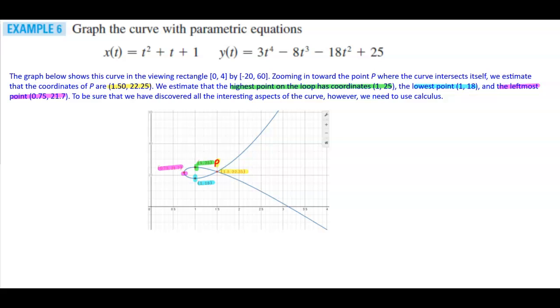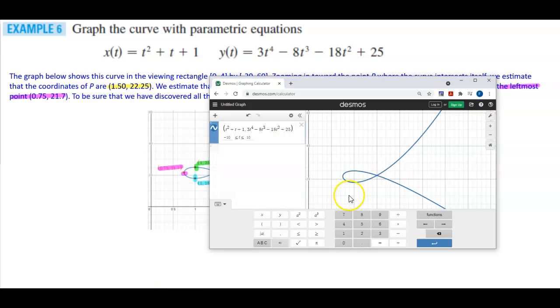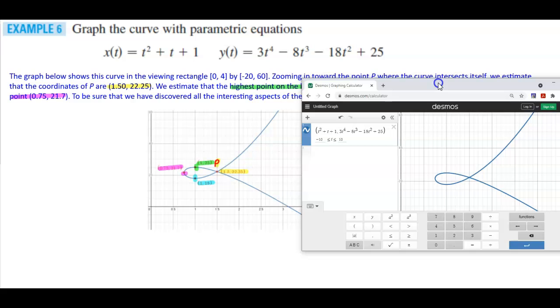21.7. Now, let me show you just real quick how you would graph this on Desmos. Just to review what we've done in the past, you put in the x coordinate as the x function of t, and then the y coordinate as the y function, and then you can put in your values of t, and I used from negative 10 to 10, which gave us that function.